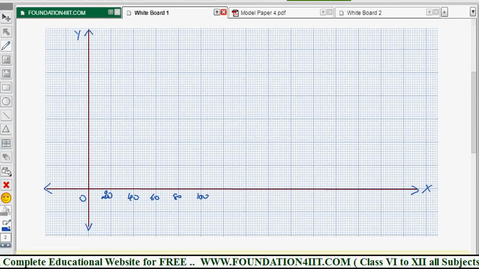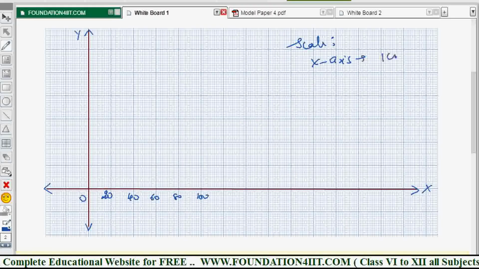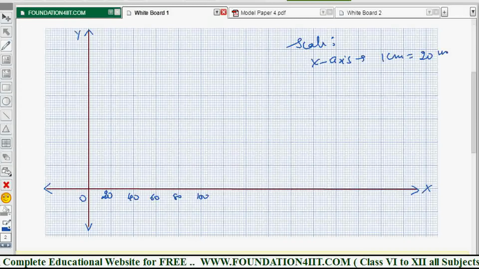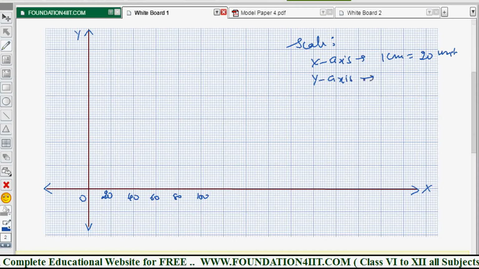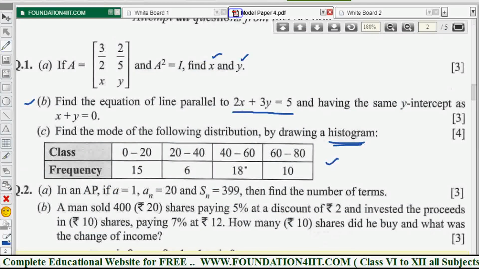So that means here taken 1 centimeter is 20 units. So scale, if you observe, on the x-axis 1 centimeter is 20 units, so class interval. And on the y-axis is the frequency, so the highest value is only 18.